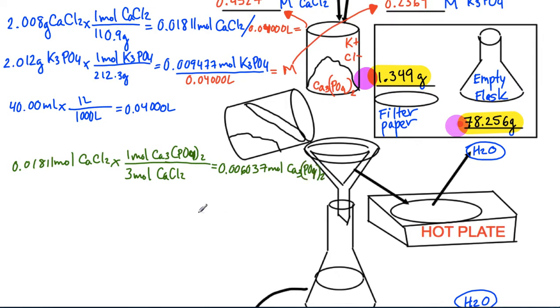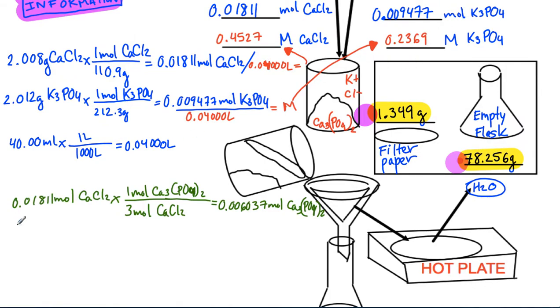I'm not having trouble writing the 4s. Now we're going to compare that to using the moles of the K3PO4. So the moles of the K3PO4, there's actually less moles of K3PO4. So let's see what happens there.